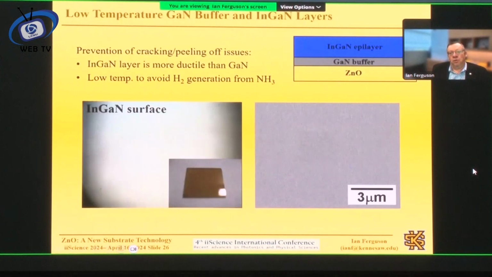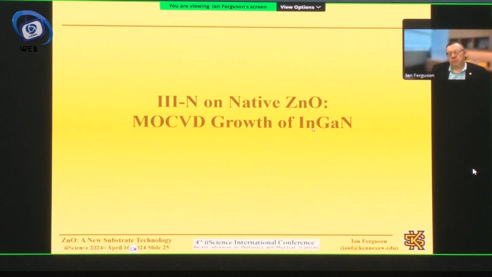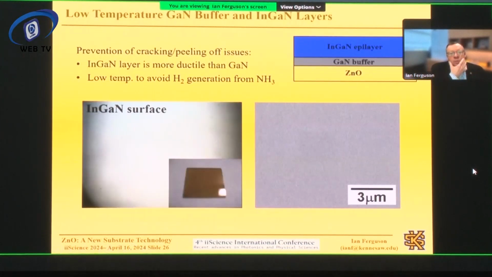The real benefit of growing on these layers is the ability to grow this gallium indium nitride directly onto the zinc oxide layer and remove the mismatch between the gallium nitride and these layers. It turned out that we still had to grow a very thin self-accommodating gallium nitride layer before the indium gallium nitride on top. That would allow us to stabilize the growth interface between the zinc oxide and the indium gallium nitride layer, which meant it was easier to accommodate the indium gallium nitride onto the layer.